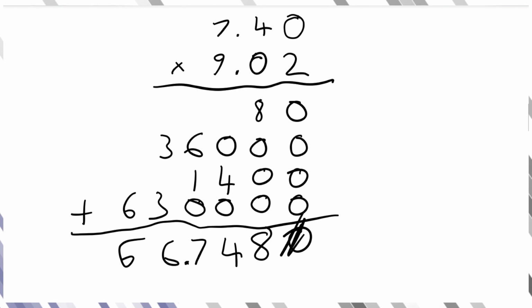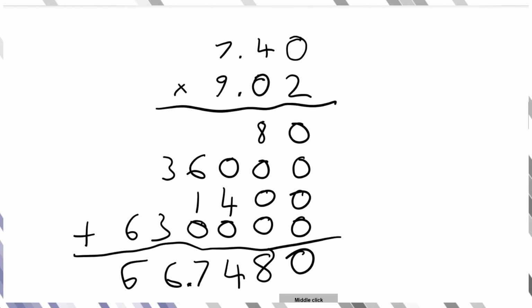We don't need the last 0 after we've done that. We only need it for putting the decimal point in the right place. So 66.748, that is 7.4 times 9.02. Any good calculator will tell you the same. So that's how you multiply together numbers with a decimal point in them. It seems confusing, but once you've got it, you just need to practice it loads. Good luck, thanks for watching.